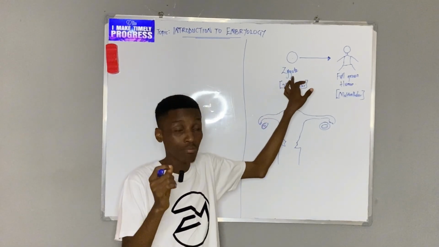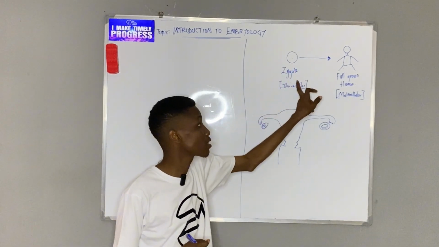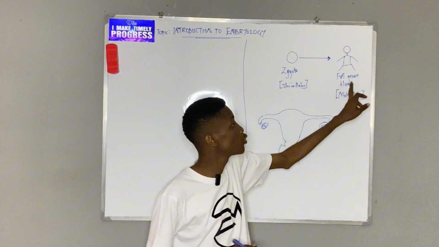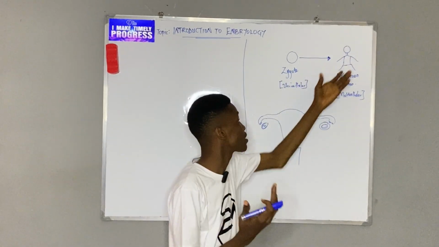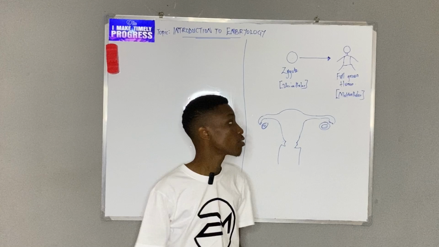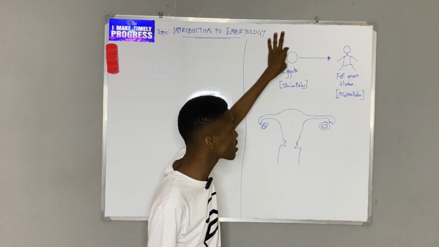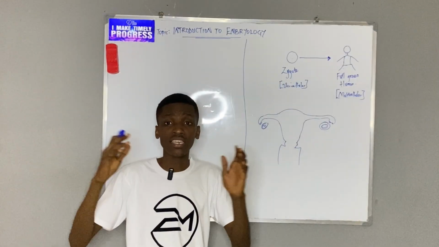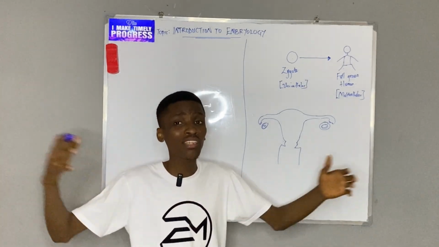Of course, every human began from fertilization, when sperm fertilized an egg to form a zygote. How do I move from one cell, called a zygote, to a full-grown human being who has head, eyes, nose, the limbs, upper and lower, and every other part of the body? So how do I move from one cell to all of this? That is embryology.